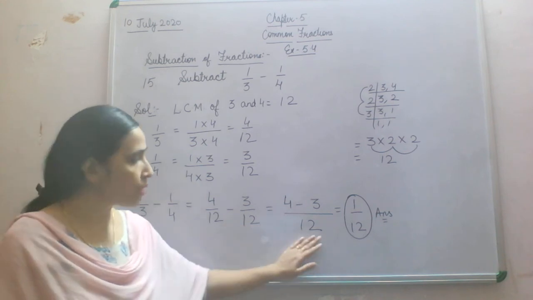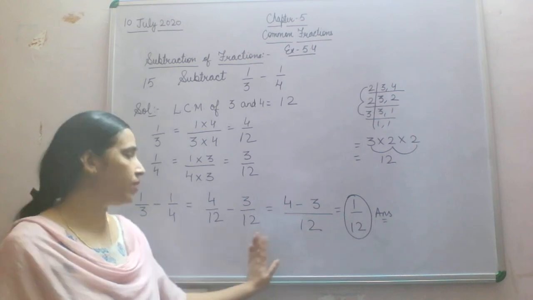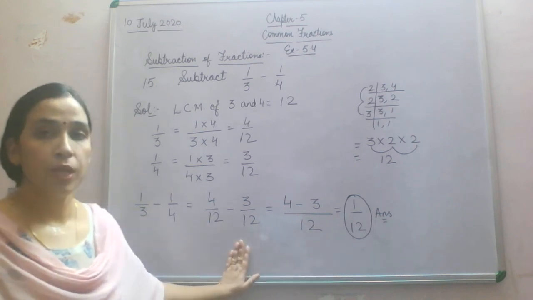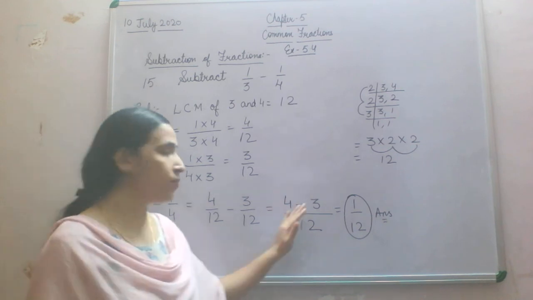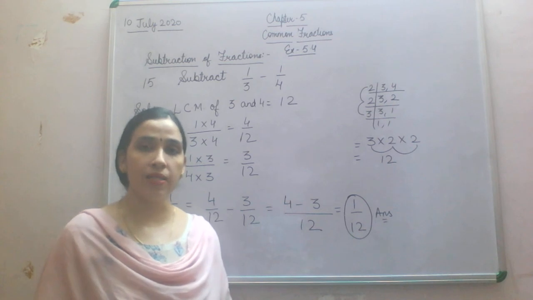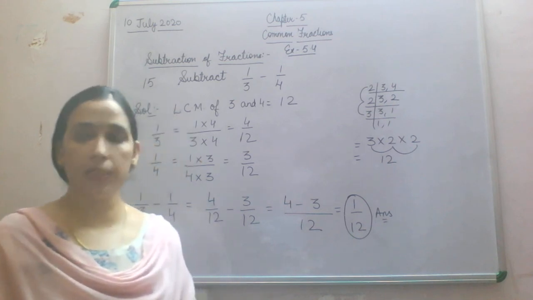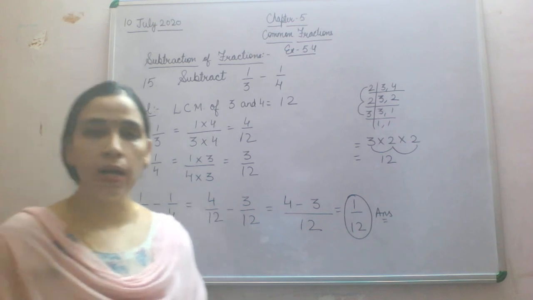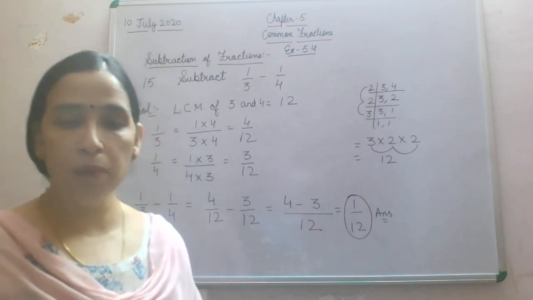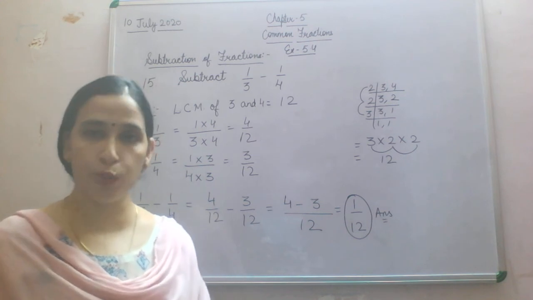12 you are going to write once because the denominator of both the fractions is the same. So we will write here 12 and then 4 minus 3. We'll get 1 by 12 as the answer. So children, I hope the steps of doing subtraction are clear to you all. So let's take one more question so that the concept of subtraction will be clear to you all.